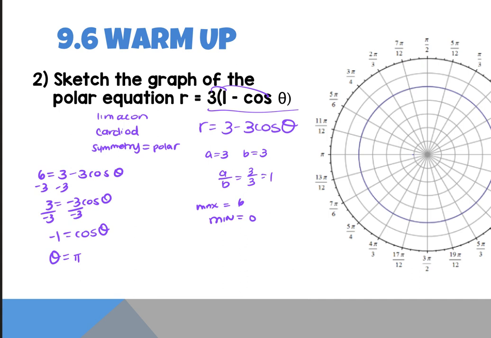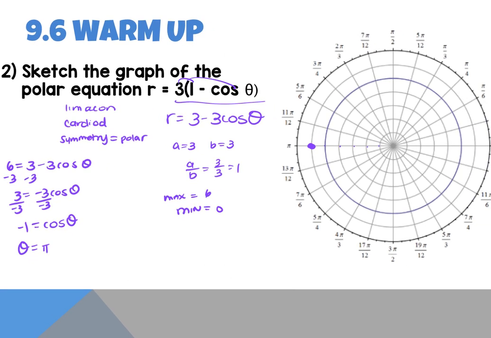So I'm going to go to pi. 1, 2, 3, 4, 5, 6. And I plot my point. And that's going to be the rounded side. And the min is going on the right, which means my heart is there. So it's going to look something like this. I'm going to get more accurate than that, but I at least know that shape.